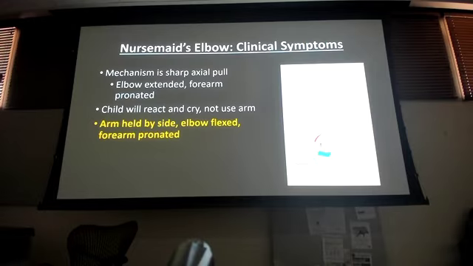Sharp axial pull. And so what are you going to find? Elbow extended, forearm pronated. That's normally the position that they would sustain an injury in. Is the child going to be able to tell you that the arm was in that position? Not necessarily.